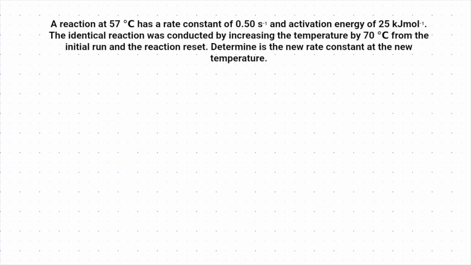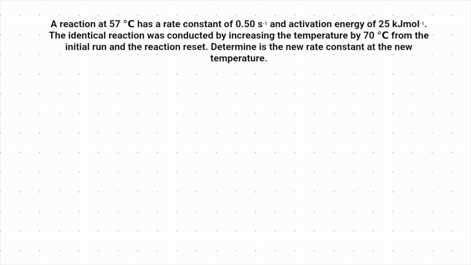Let's move on to question number 5. A reaction at 57 degrees Celsius has a rate constant of 0.5 per second and activation energy of 25 kJ per mole. The identical reaction was conducted by increasing the temperature by 70 degrees Celsius from the initial run and the reaction reset. Determine the new rate constant at the new temperature.